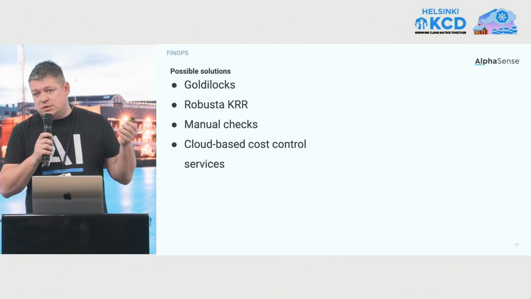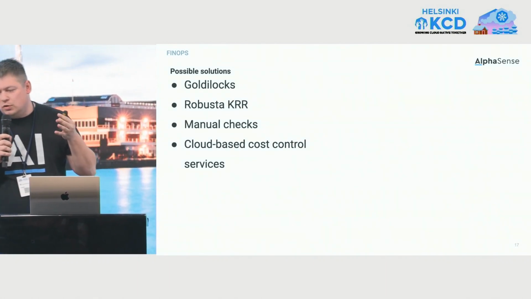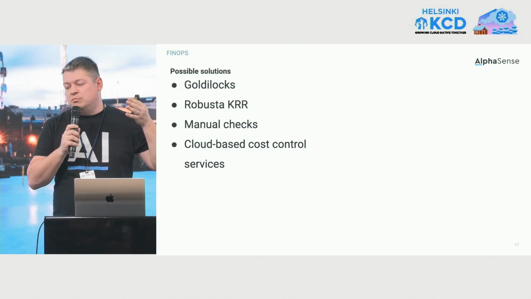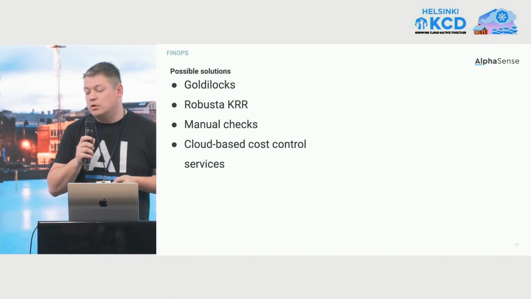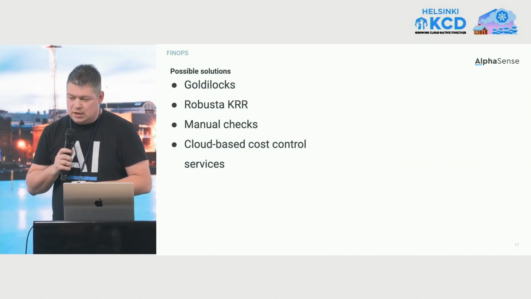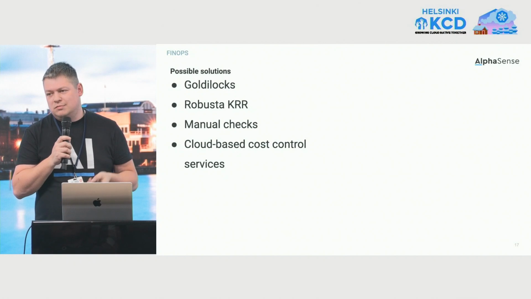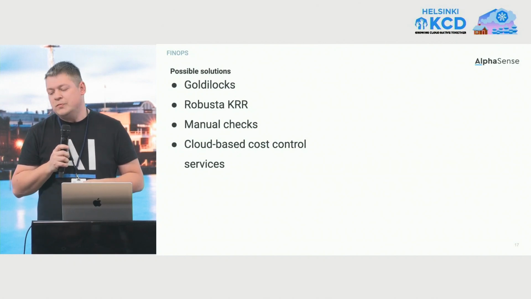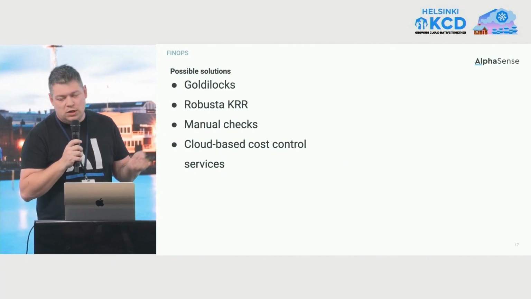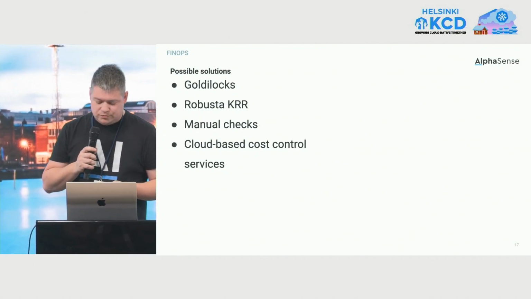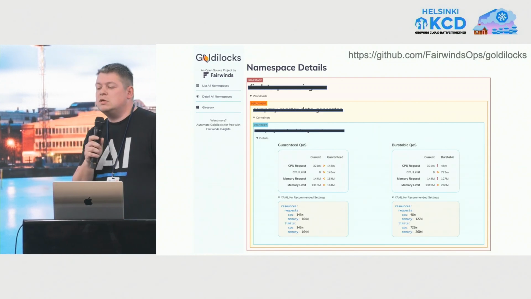And some solutions you may apply, and not just read about but really apply and start using even now, are Goldilocks, for example, or Robusta KRR. There are also some manual checks you can do, like literally going into your cluster and checking what that application is using. And there are also a few services that really may help you to reduce the costs. Goldilocks, for example, is one of the things we are using at AlphaSense.